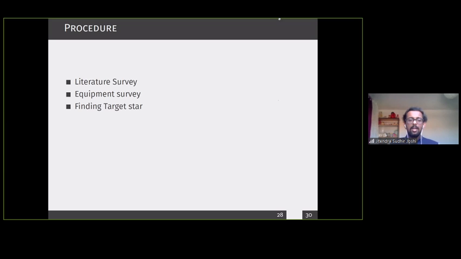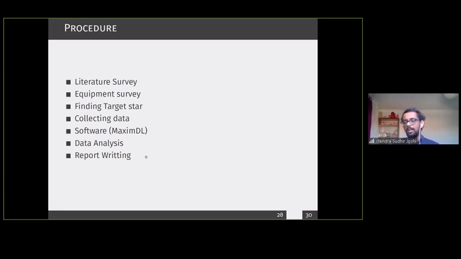Then collecting the data: after I got the target star, I went out every night and took photos of the star that I wanted. Then I used software known as MaximDL. There are various other software, like IRAF, Spiraf, Tele. You can use them for image calibration and for astrophotometry, I mean calculating the brightness of the star. That's the data analysis process, and at the very end, when you get the data analysis right, start writing the report.